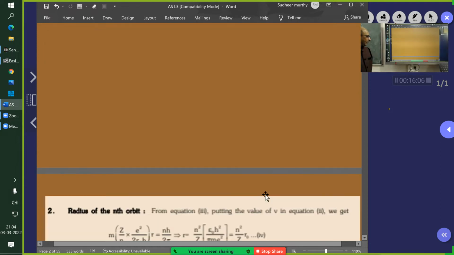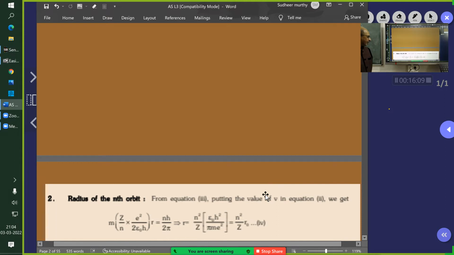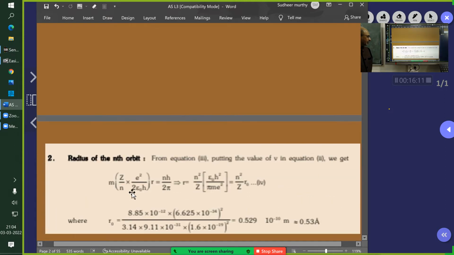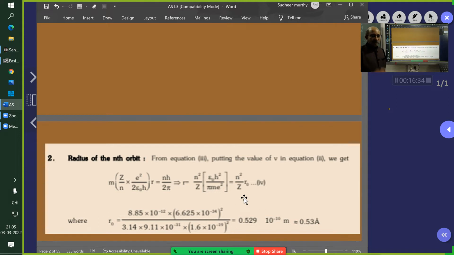Okay, this is about velocity. And similarly, about the radius. The same two equations are used. They are manipulated, and we get here, see here, r is equal to, we are getting it as n square by Z r naught, where r naught is the radius of the ground state. As you know, the electron cannot be anywhere. It has to be in the pre-designated vicinity. That is, the radius is r naught, r1, r2, r3, r4, so on and so forth.